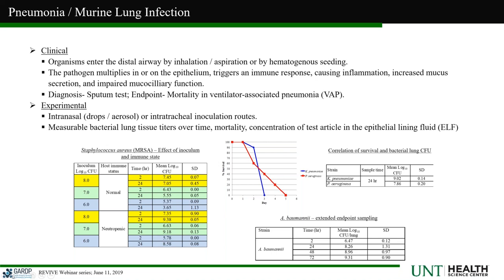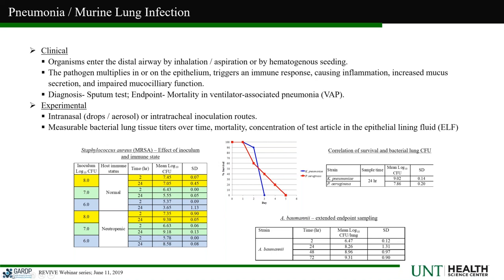In neutropenic animals, we also see a dose response. However, the infection in neutropenic animals compared to normal at the same inoculum levels is more sustained. We're maintaining 8 to 9 logs of bacteria by 24 hours in neutropenic animals, showing that in this case, the immunocompromised state is needed for the MRSA infection to take hold.